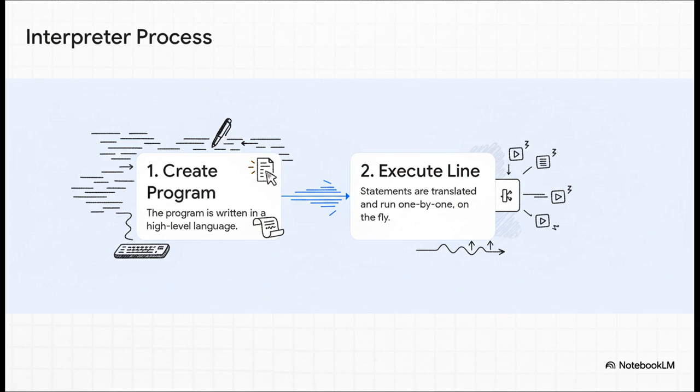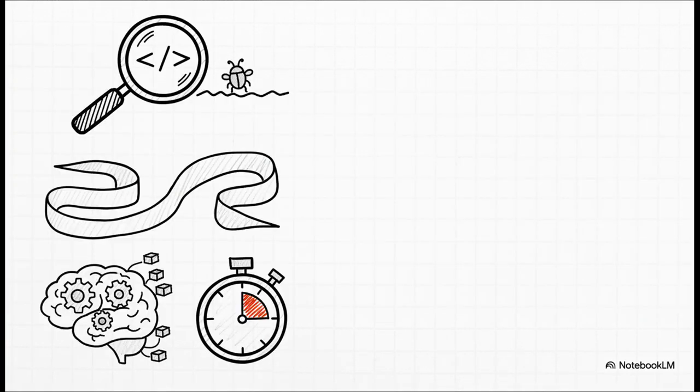The interpreter reads the first line, translates it, runs it. Then it moves to the second line, translates it, runs it, and so on. There's no pre-compiling, no creating a big executable file. It's just go. And this approach has some seriously great strengths. First off, debugging is often way easier. If there's an error, the interpreter stops right on the line where the problem is and tells you exactly what went wrong. It's super helpful. Plus, it's incredibly flexible.